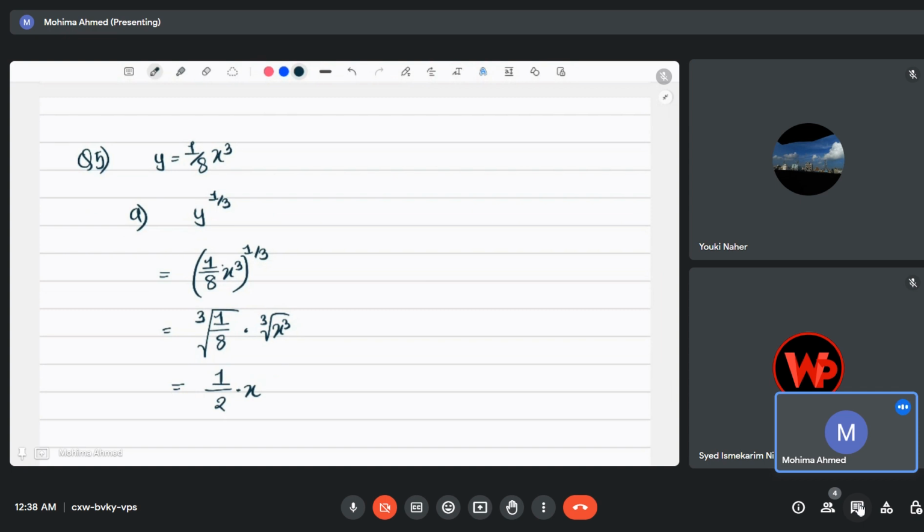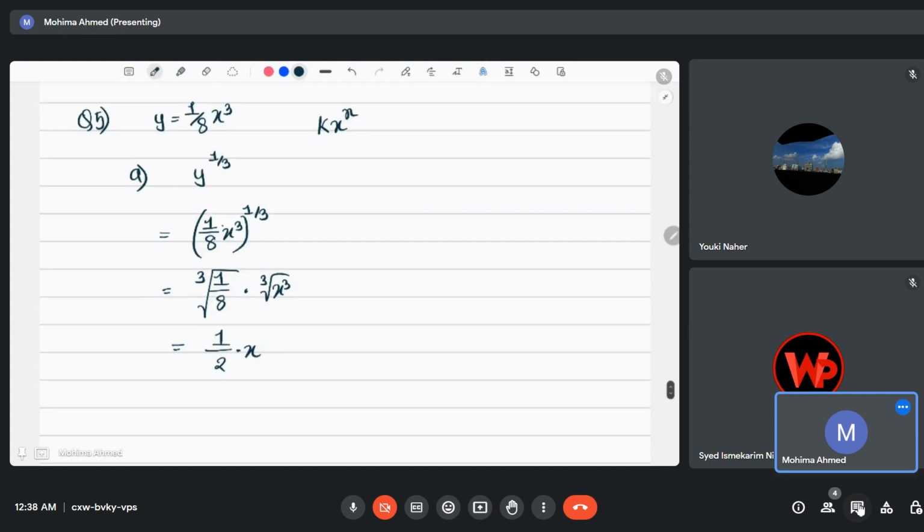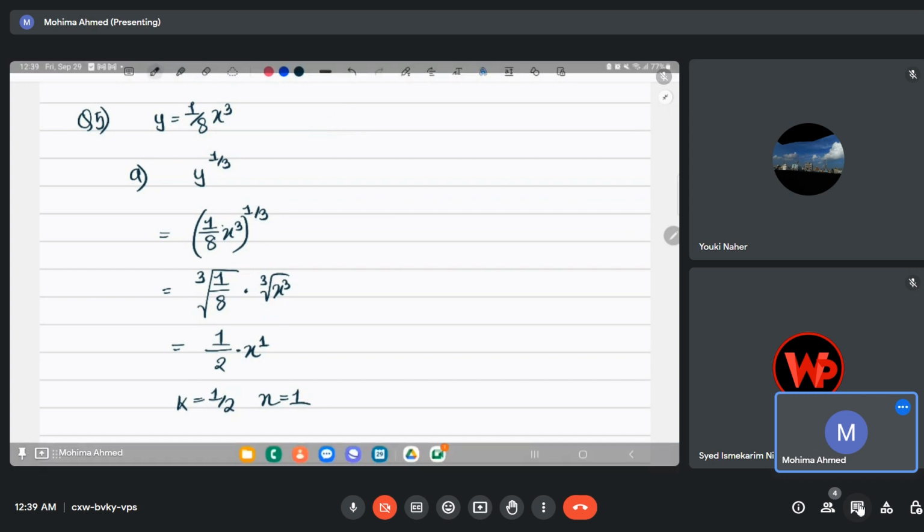I think keep your answer in half x because your answer should be in the format kx to the power n, right? So in this format, k is half, n is 1 because you have x power 1. So now you have k equals half and n equals 1. This was quite easy for part A. We will move to part B.